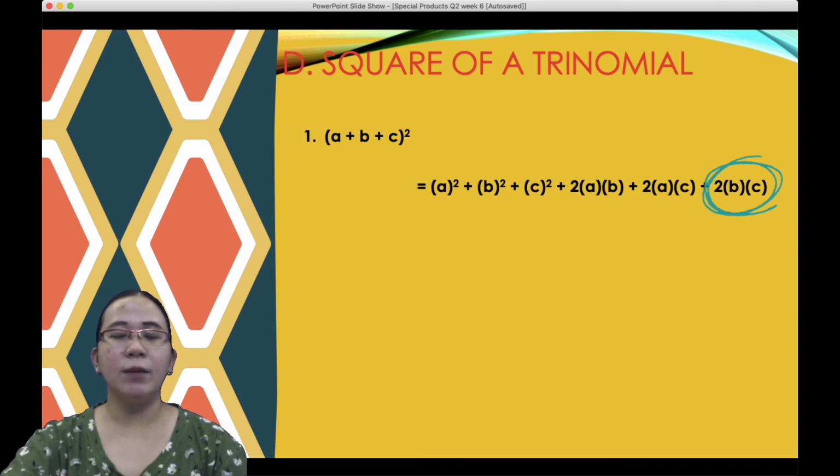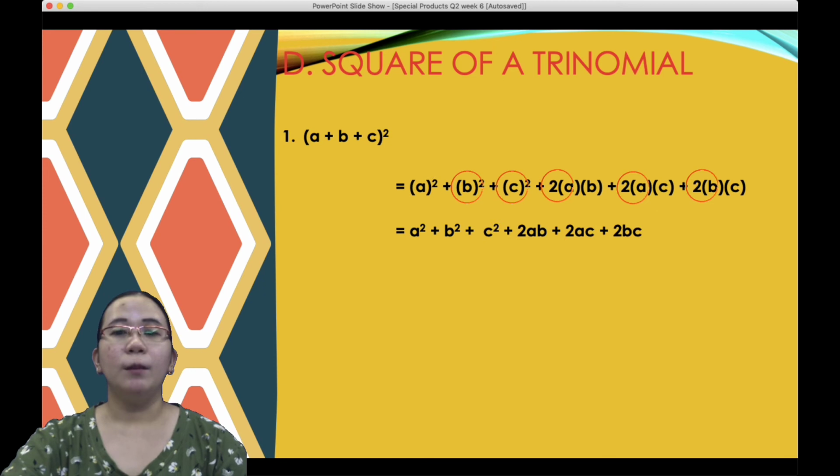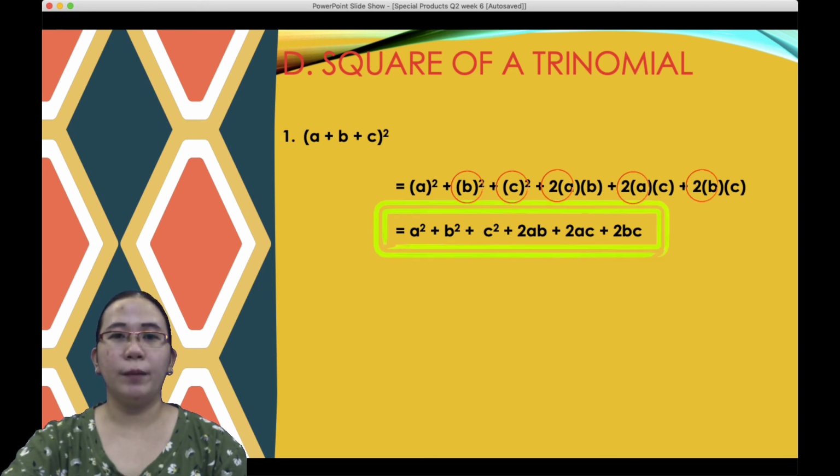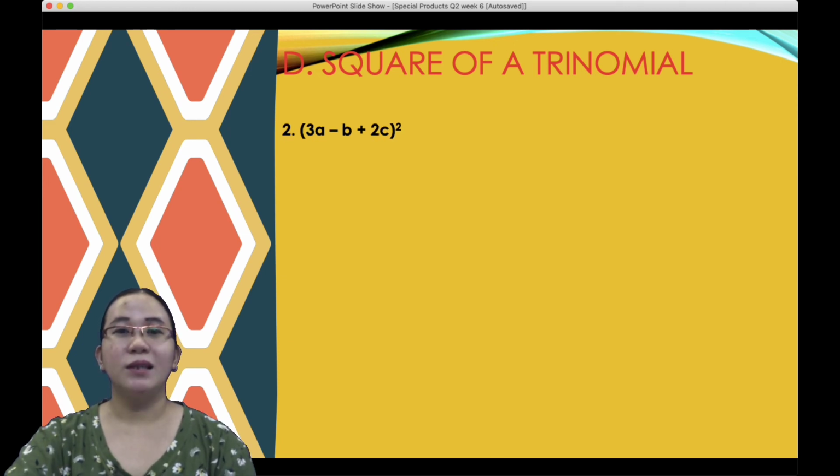Since positive naman po lahat ng terms, we have 5 plus signs in between 6 terms. The product is a squared plus b squared plus c squared plus 2ab plus 2ac plus 2bc. Let's try another example. The square of 3a minus b plus 2c.